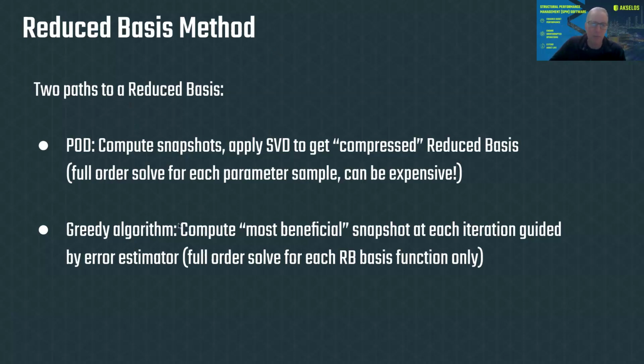The other method, which is more the focus of Professor Patera's group, has been the greedy algorithm, where you basically greedily select the new parameter. And the nice thing about that is if your reduced basis will end up with only 20 basis functions, you actually only do 20 full order solves for those snapshots. Whereas with a POD method, you might have to do 500 full order solves, and then you compress it down to 20. So that's the kind of difference.